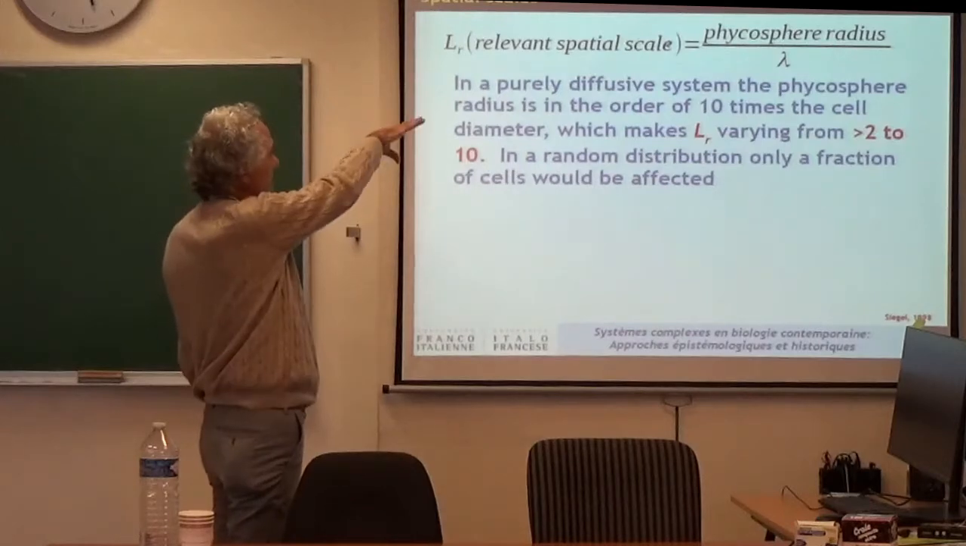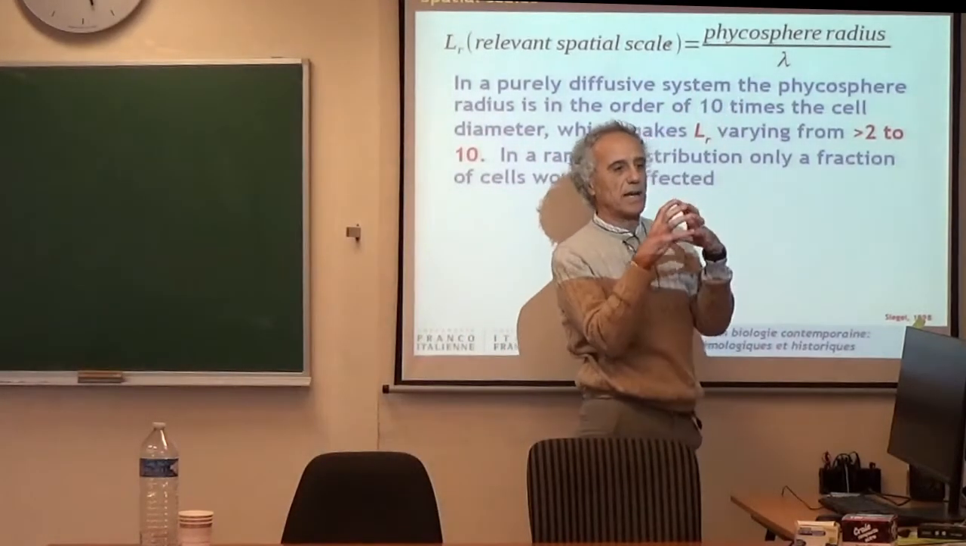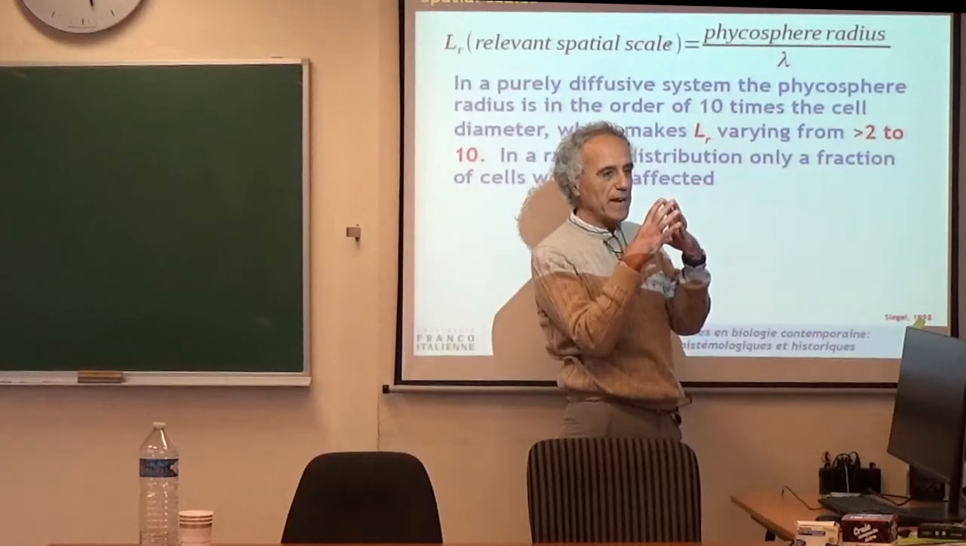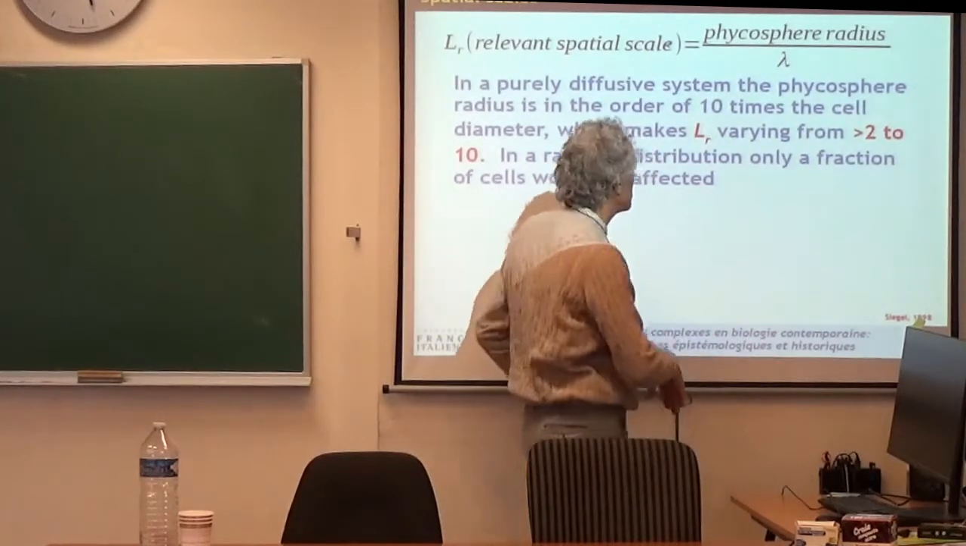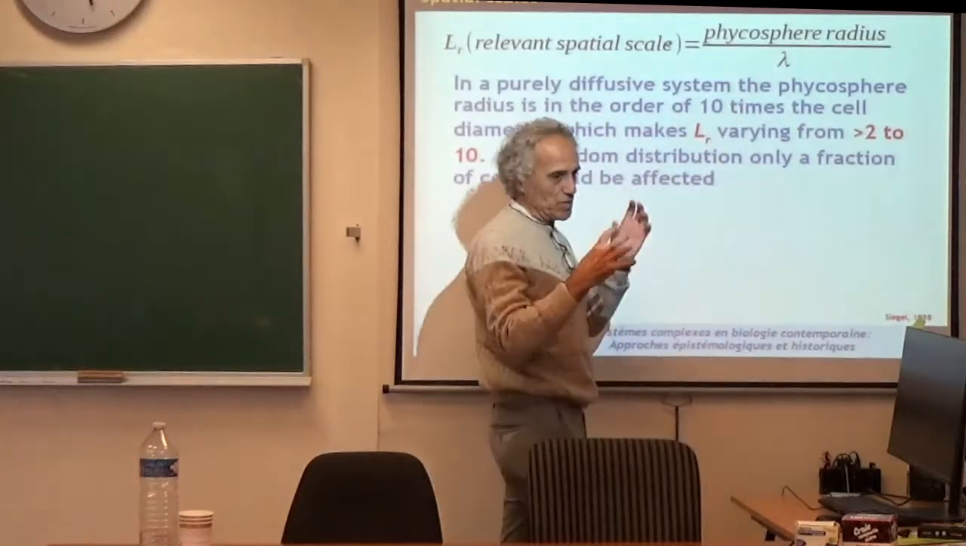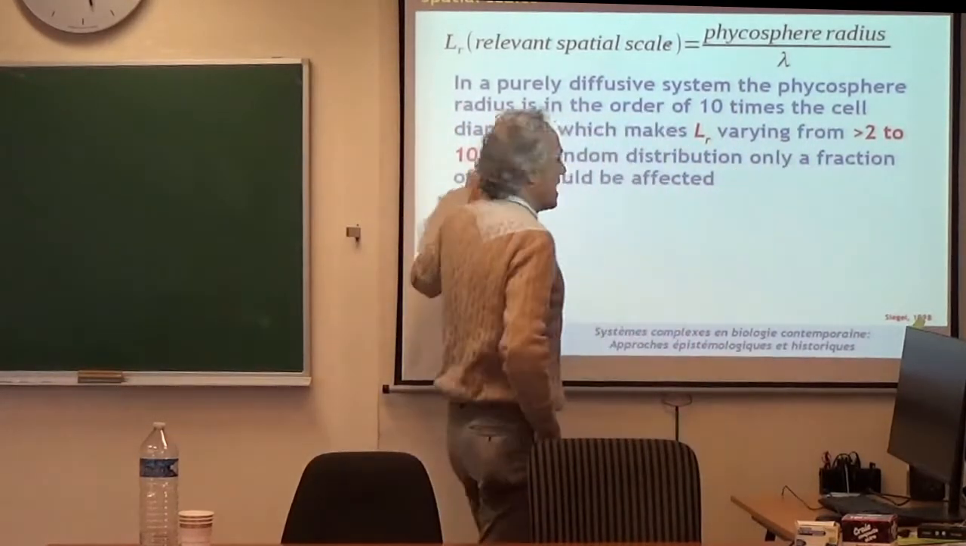So if you take as a relevant scale the ratio between the phycosphere radius, which is the volume that is affected and can act as a coupler with the other organisms, versus the average distance, we see that it goes from larger than 2 to 10.